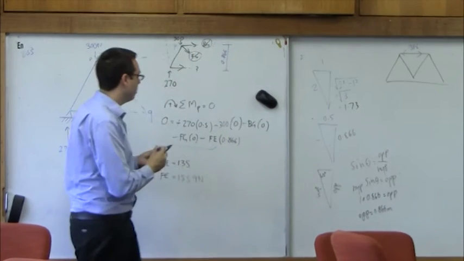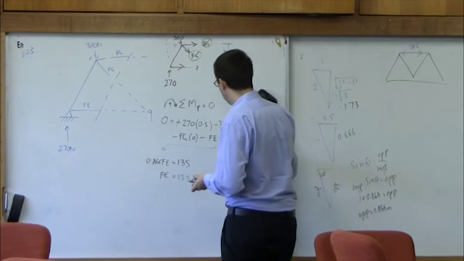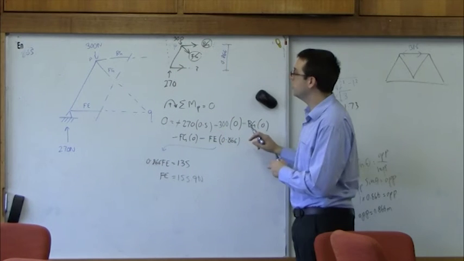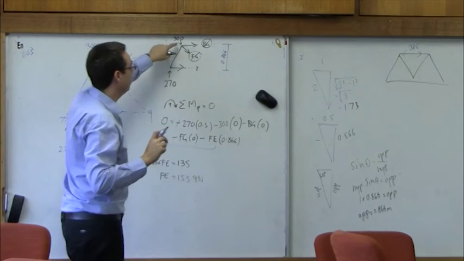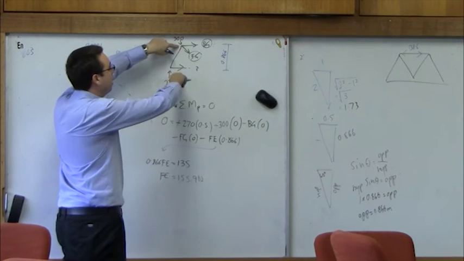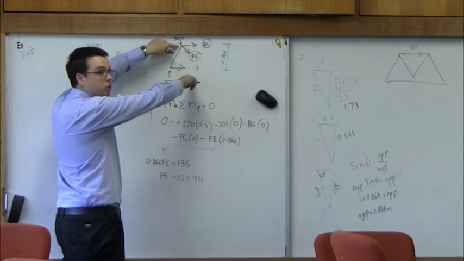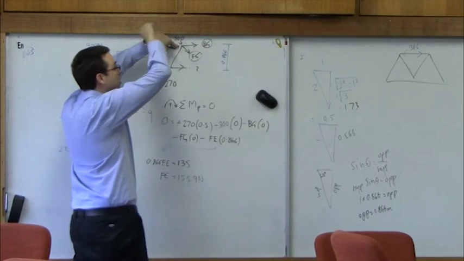155.9. 155.9 newtons. Now, let's add in FE. We assumed it was negative. I didn't go through the thing here. Let's have a look. Right, FE. We're assuming it's pulling out from the node. Yeah?